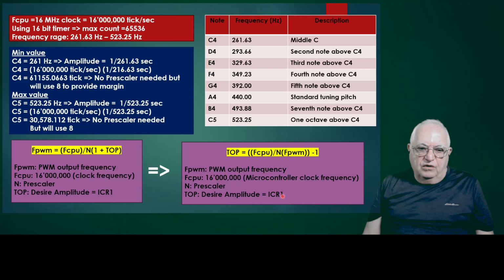So we know that the pulse width modulation frequency that we want is going to be based on the frequency we're going to use. So let's look at the sample program, see how we got that accomplished.